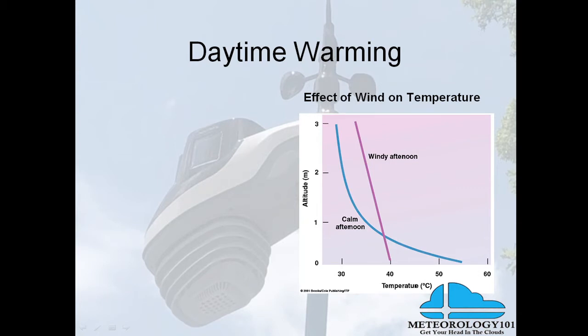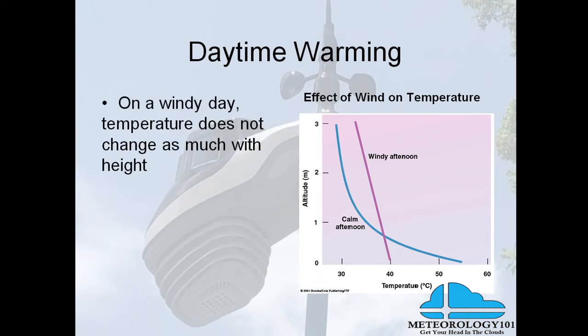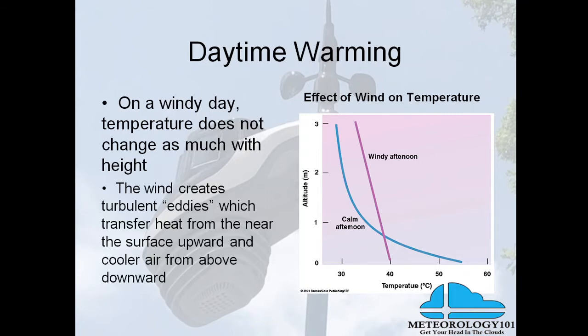All right, effect of the wind on temperature. On a windy day, temperature does not change much with height because you have the mixing. So now the temperature is mixed through the lower levels, up to 3 meters right here. You get that mixing, so the temperature is more uniform and you don't have much of a change with height on a windy day. The wind creates turbulent eddies, which transfer heat from near the surface upward and the cooler air from above downward. So you get that mixing, and temperature is pretty consistent throughout that layer.